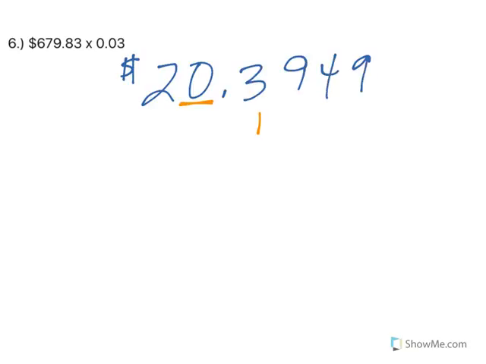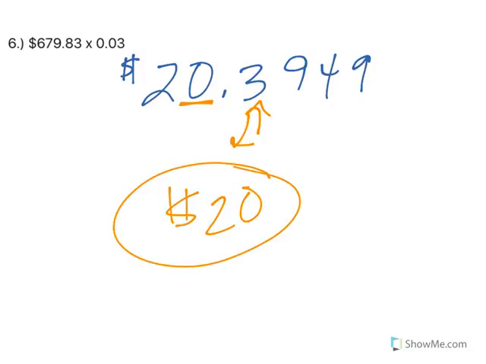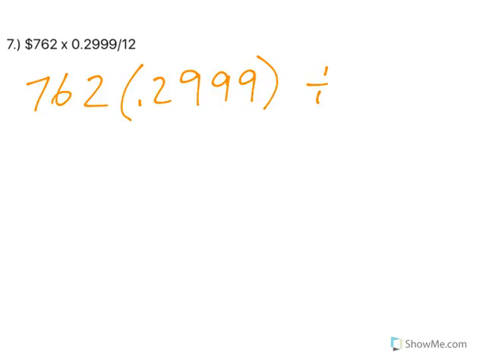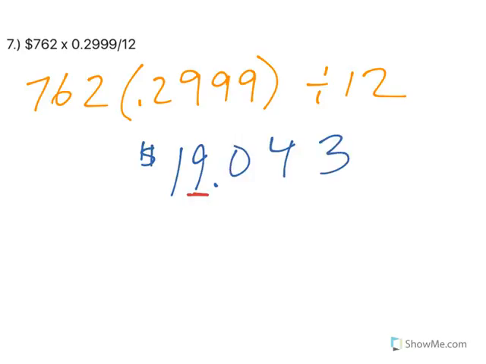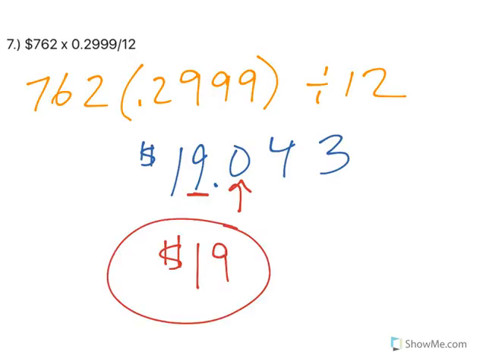In number 6, again, we just have a straight dollar amount times a decimal. When you put that into a calculator, you get $20.3949. Again, nearest dollar. 3 tells me to round down, so my answer here is just $20. Number 7. Again, we're multiplying with the decimal 0.2999 and dividing by 12. You just do it left to right in your calculator. Your calculator is going to spit out 19.043. That's an easy rounding because you look at 0, 0 rounds down, and I have a nice and easy $19.